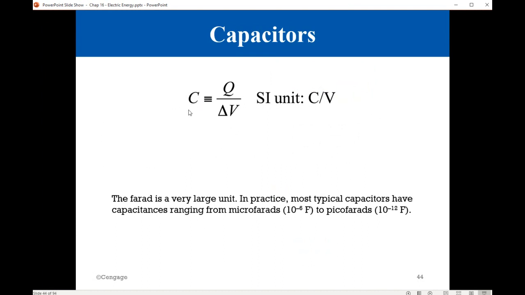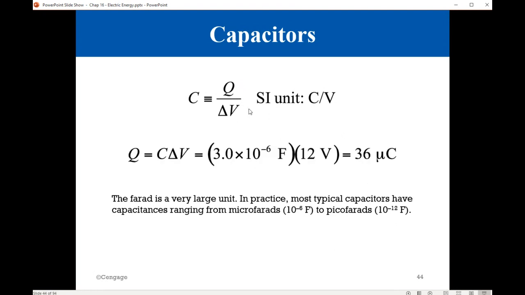The unit for capacitance in the SI system is a unit of charge per unit of voltage, so it's coulomb per volt. This unit is called farad, honoring Michael Faraday for his contributions to the field. Farad is a big quantity. Because of that, when we deal with capacitors, the unit that is most common is the microfarad, which is 10 to the minus 6 farad, or the picofarad, which is 10 to the minus 12.